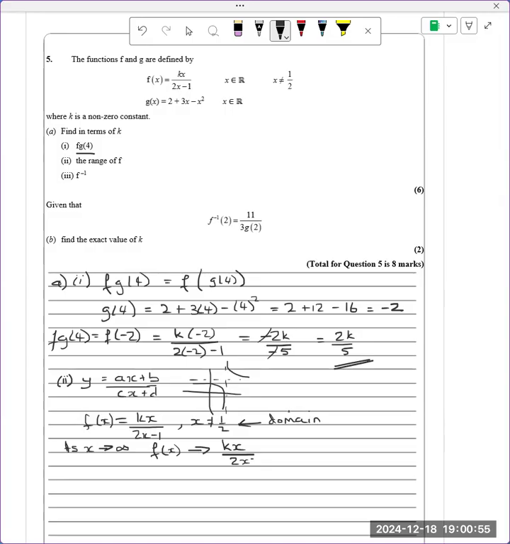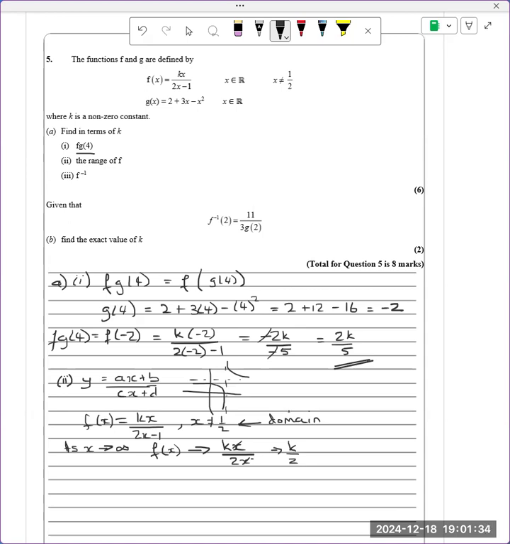So with that in mind, the x's cancel now. So the limit as x tends to infinity is k over 2, but it's approaching from above, because the denominator is ever so slightly less than 2x, which means that the equation as a whole is going to be ever so slightly more.